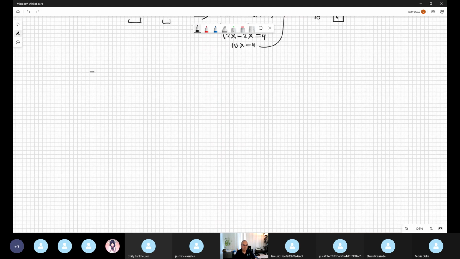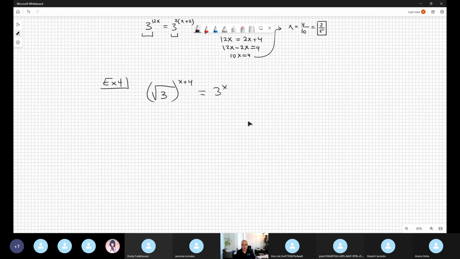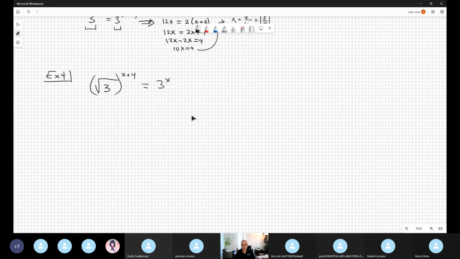Example 4. Example 4 is the square root of 3, raised to the x plus 4, equal to 3 to the x. Again, I try to investigate and find the common base. What is the common base in that case?